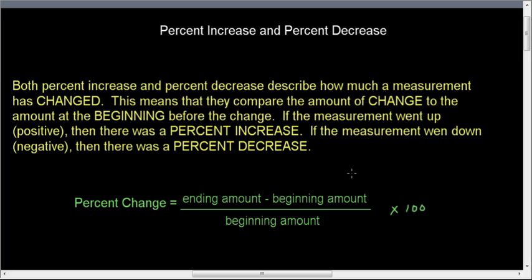In this video, we're going to take a look at percent increase and percent decrease. Both percent increase and decrease describe how much a measurement has changed and whether it's changed for the better, the positive, or the worse, the negative. And so percent increase has a positive amount and percent decrease is a negative amount.